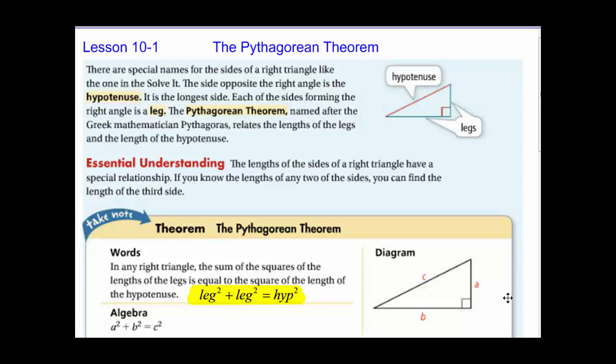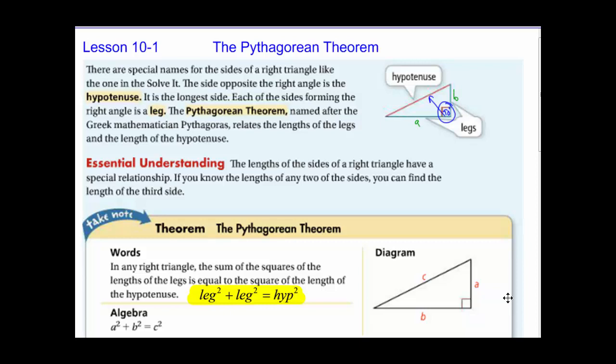There are special names for the sides of a right triangle, like the one that we're going to solve. The side opposite the right angle, here's our little box that gives us our 90-degree right angle, we're going to call the hypotenuse. And each of the sides that make this right angle, like this bottom base, which is A, and this B side, are going to be called the legs or sides.